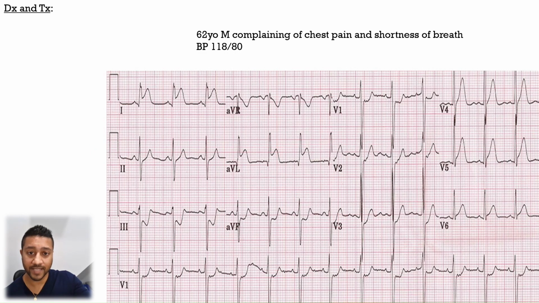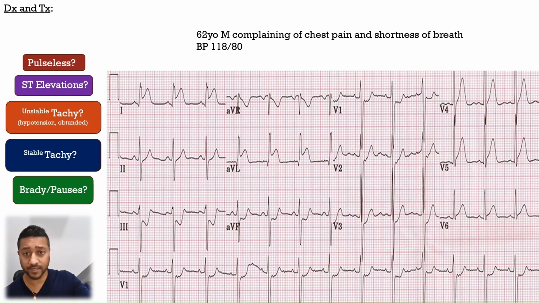So let's try this next vignette over here. You have a 62-year-old male who's complaining of chest pain and shortness of breath, and they have a blood pressure of 118 over 80. So again, I'm asking myself, are they pulseless, ST elevations, tachycardic, or bradycardic? So in this situation, the patient clearly has a pulse. They're able to tell you they're having chest pain and shortness of breath. They have to be alive to do that.